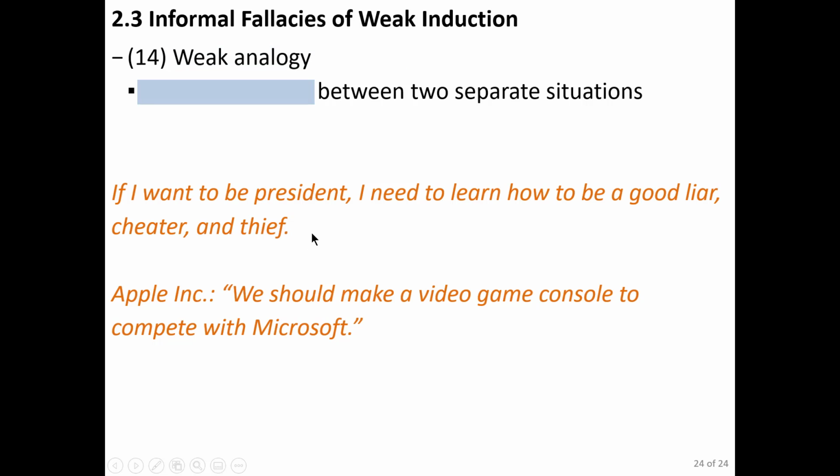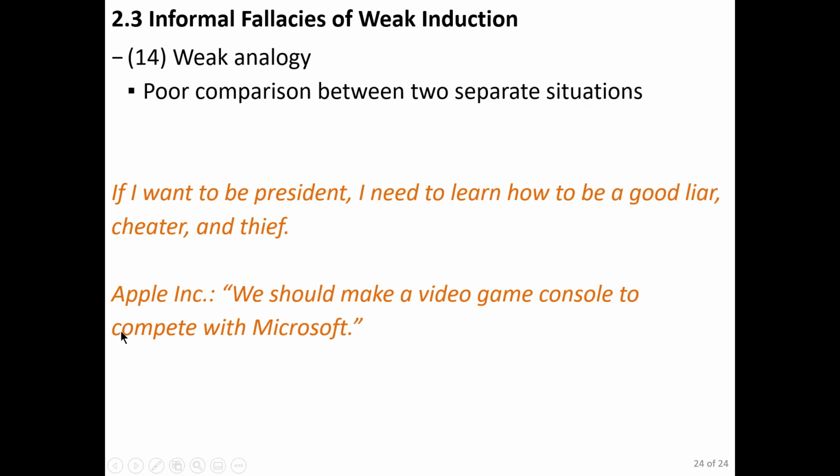Number 14, the weak analogy. This is basically a poor comparison between two separate situations, right? If I want to be president, I need to learn how to be a good liar, cheater, and thief. Well, that's a bit harsh to say. But a lot of people have distrust about politicians, and that doesn't mean that they represent what it means to be a politician or a good politician.